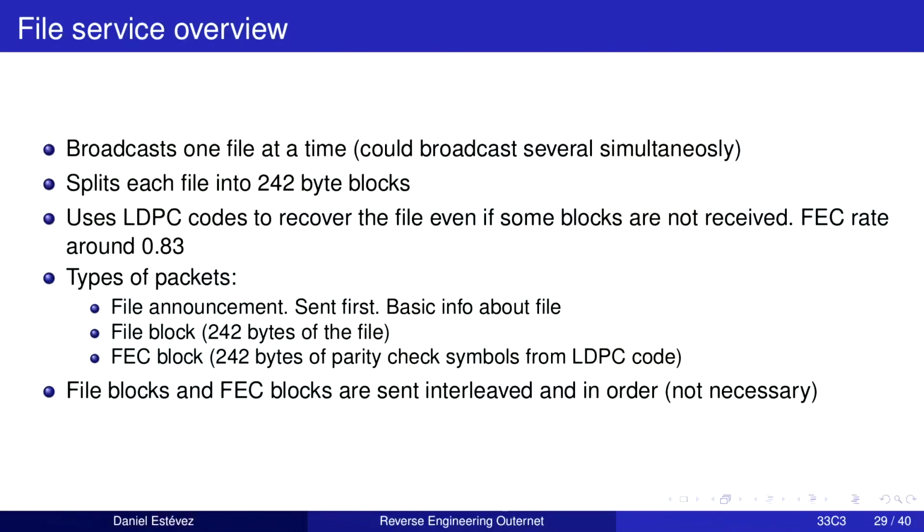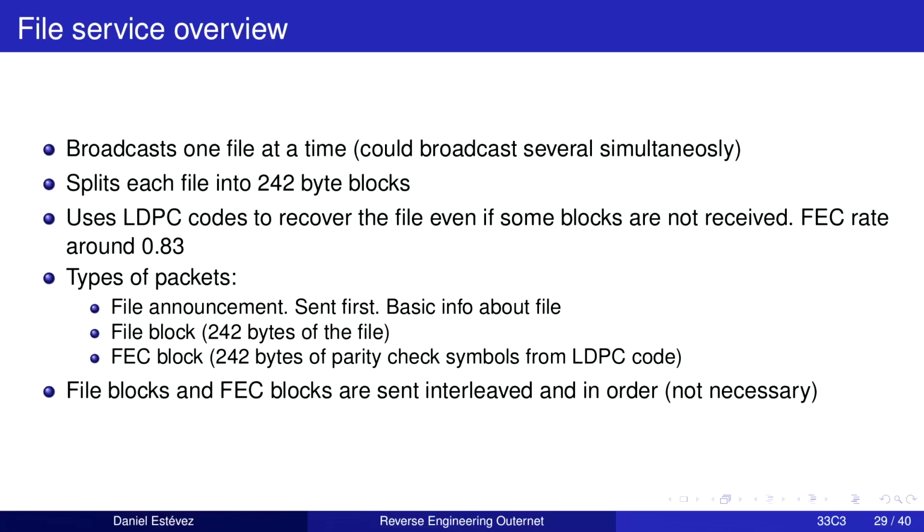Let's go to how files are broadcast. So one file is broadcast at a time. This need not be so. The protocol allows for simultaneous broadcast. Every file gets split into 242 byte blocks, so you have many, many blocks. There's LDPC codes used to recover the file even if you fail to receive some of the blocks. So if you have holes, you can fill them using the LDPC code.